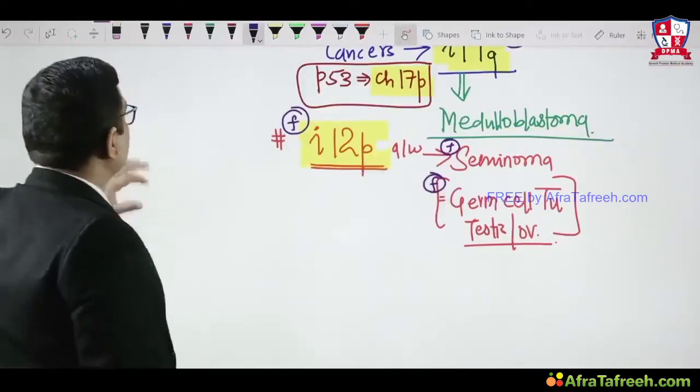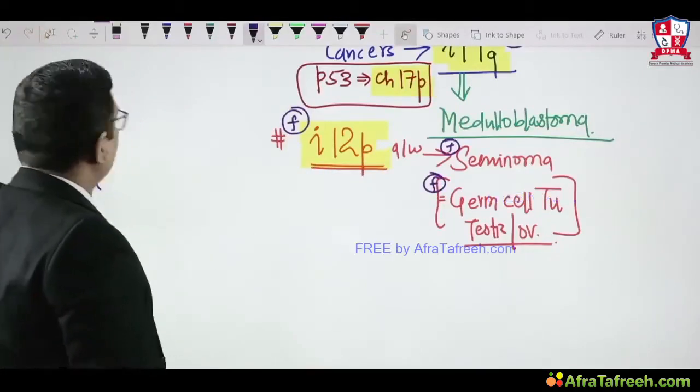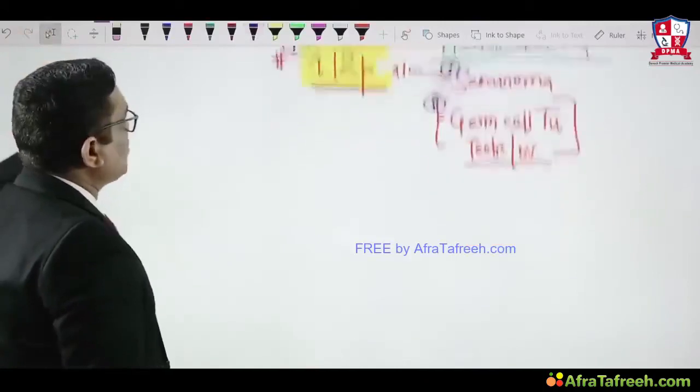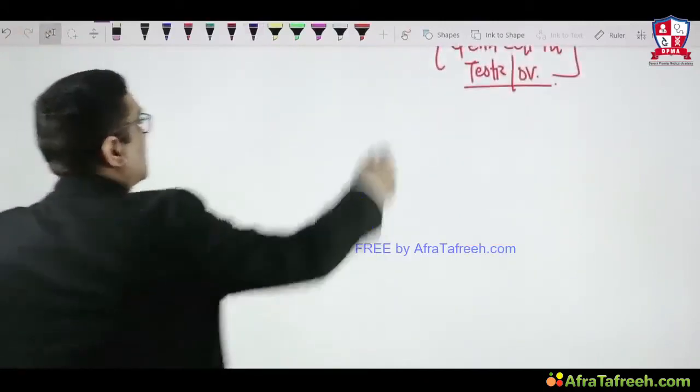So these are the structural abnormalities. Now we are going to see numerical abnormalities of the chromosome.